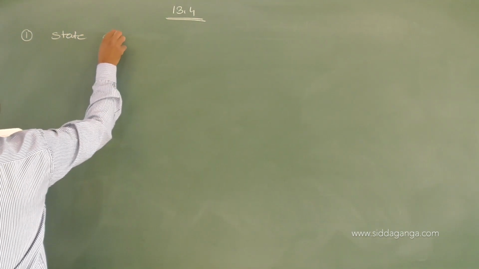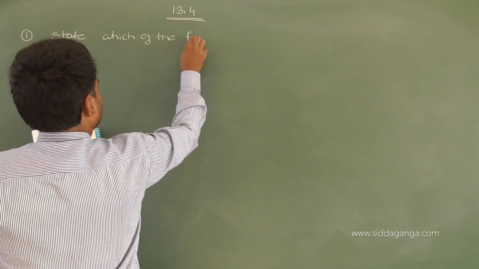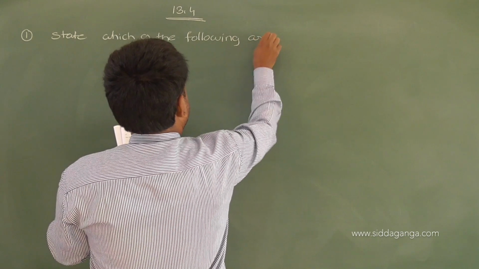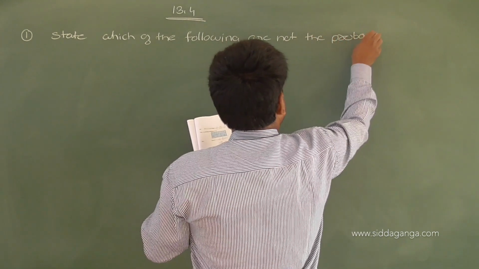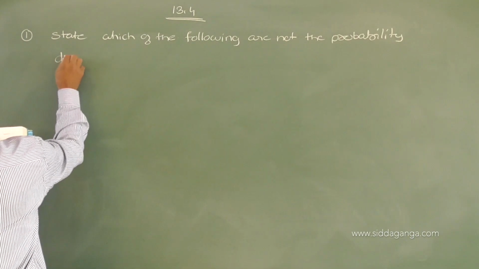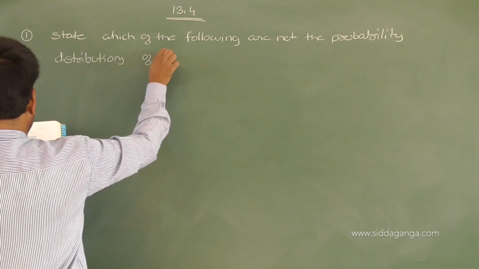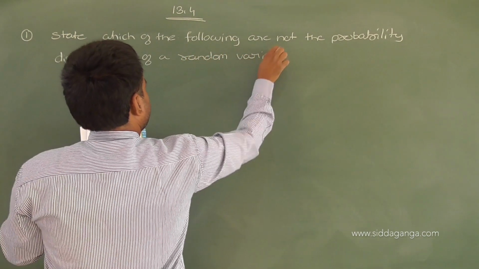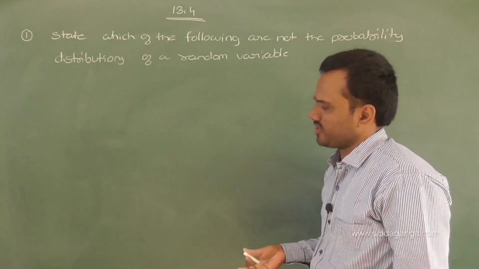State which of the following are not the probability distributions of a random variable. Give reason. If it is, yes, give reason. First problem.